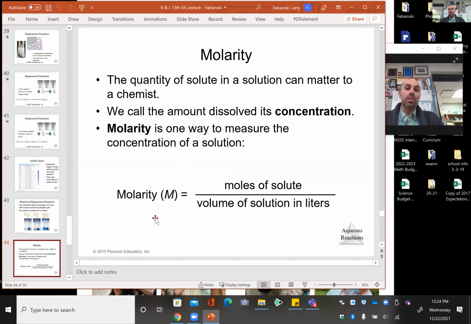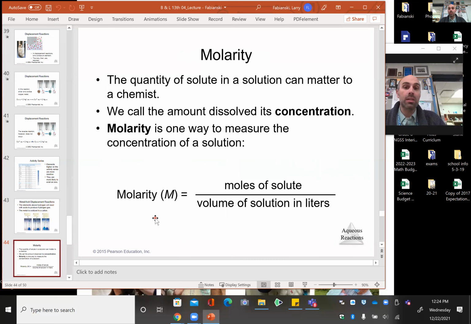All right, folks. Now we're going to get into molarity and concentration, and we have talked about this slightly. We remember molarity is a measure of moles of solute per volume of solution. We usually classify it as per liter. Moles per liter is a molarity.